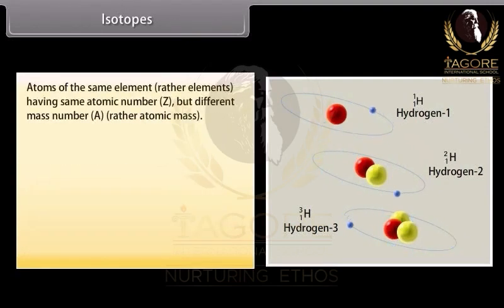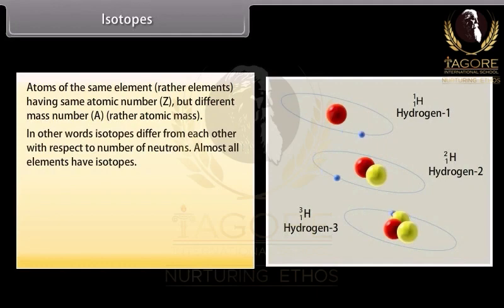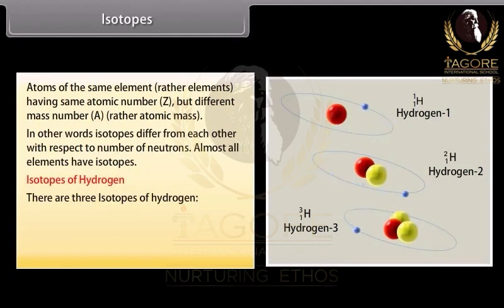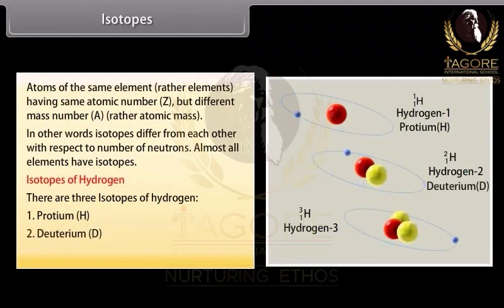Isotopes are atoms of the same element, rather elements having the same atomic number, Z, but different mass number, A, rather atomic mass. In other words, isotopes differ from each other with respect to the number of neutrons. Almost all elements have isotopes. Isotopes of hydrogen. There are 3 isotopes of hydrogen. 1. Protium. 2. Deuterium. 3. Tritium.